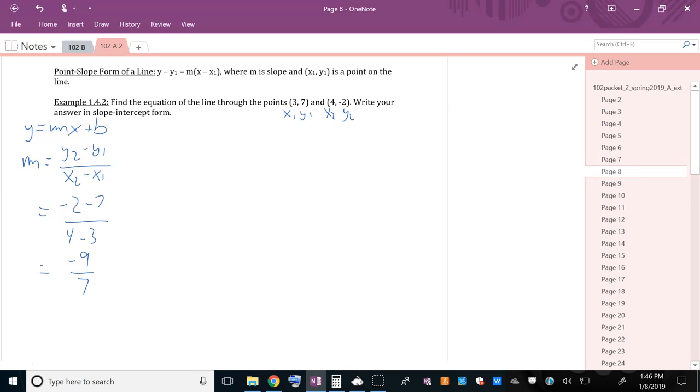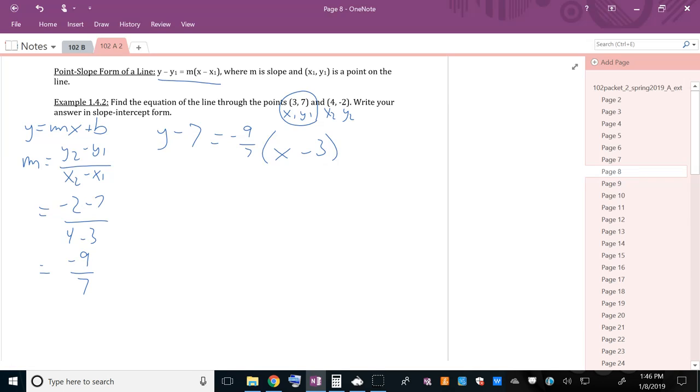Now, instead of using y equals mx plus b, I'm going to use the point slope. Now you can use either of the 2 points, it doesn't really matter. I'm going to go ahead and use 3, 7. So I've got y minus 7 equals negative 9 over 7 times x minus 3.